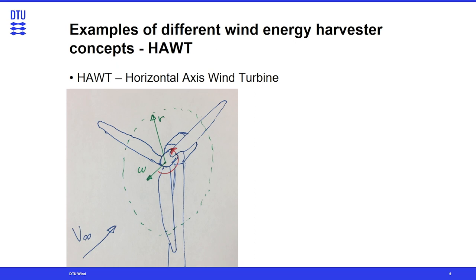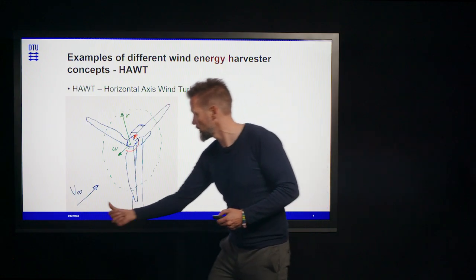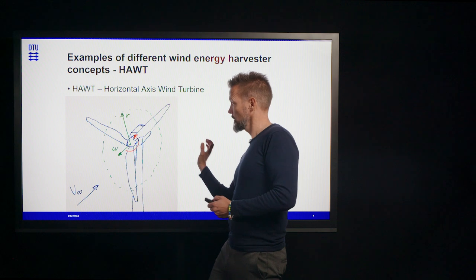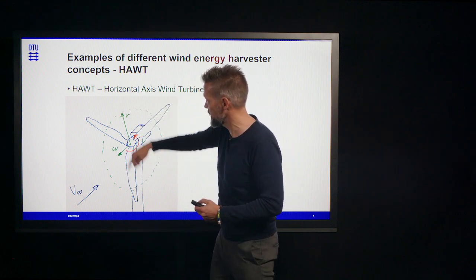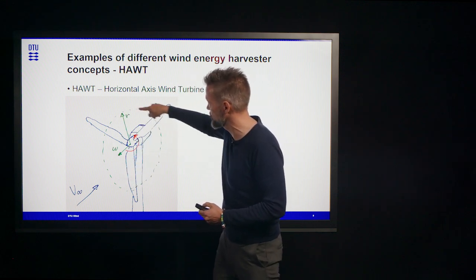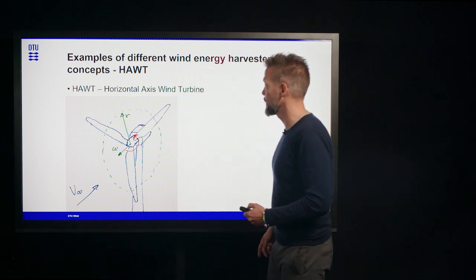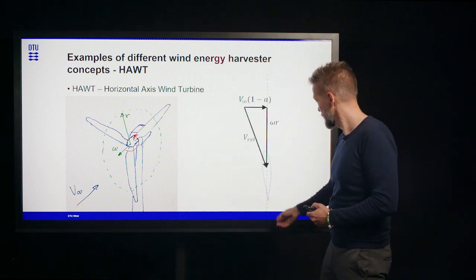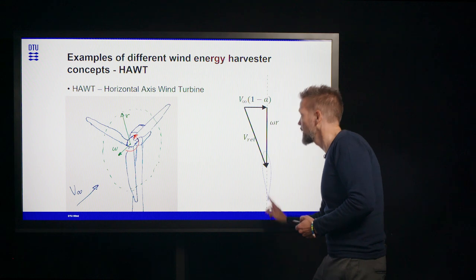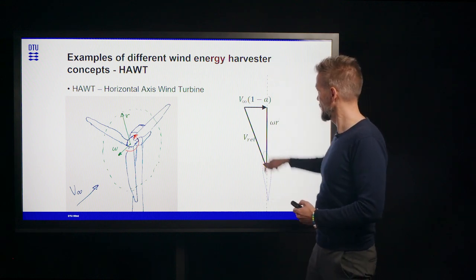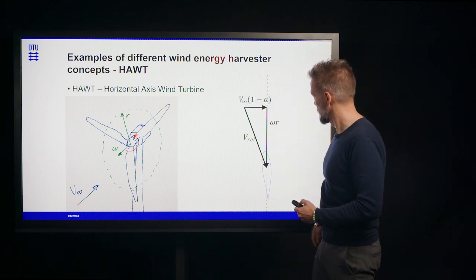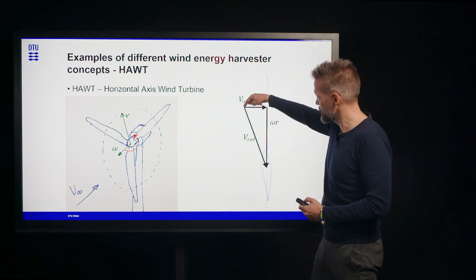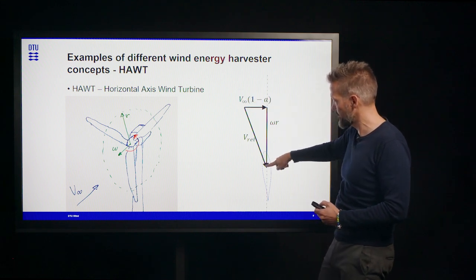So I'd like to show you some examples. This is my interpretation of how a horizontal axis wind turbine looks. Three-bladed upwind turbine, the wind comes in here. The turbine moves anti-clockwise. We look at the radial position R here. And when we cut up along here, we see an airfoil. It moves this way and the wind comes in here. So the velocity triangle is this. So the relative velocity that the airfoil experiences is here.